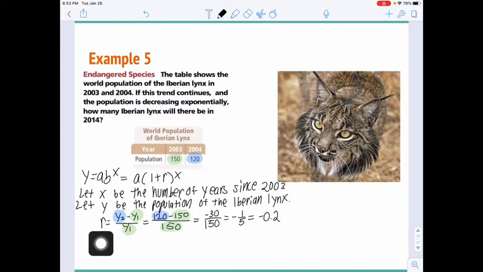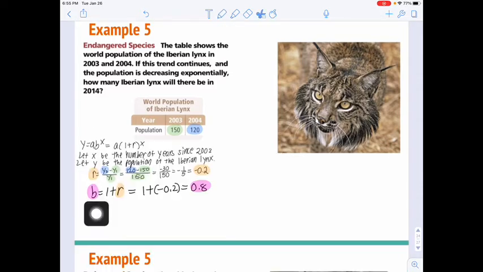On the previous slide, we had that r can be found by using y2 minus y1 over y1. In this case, y2 is 120, y1 is 150, and we put 150 on the bottom as well. This becomes negative 30 over 150, or negative 0.2. The previous slide also told us that we can find b by using 1 plus r. As we can see in the equation above, we substituted 1 plus r for b. We just found that r is negative 0.2, so we can plug in 1 plus negative 0.2, which is just 1 minus 0.2, and this gives us that b is 0.8.